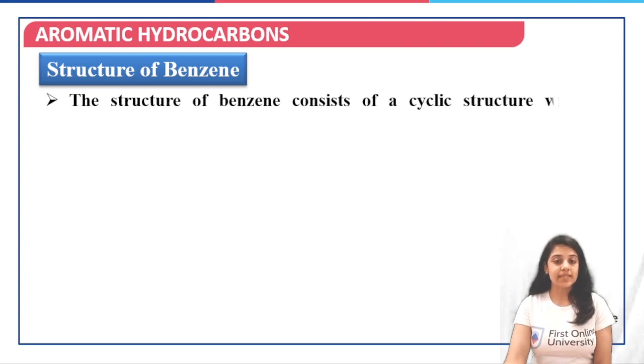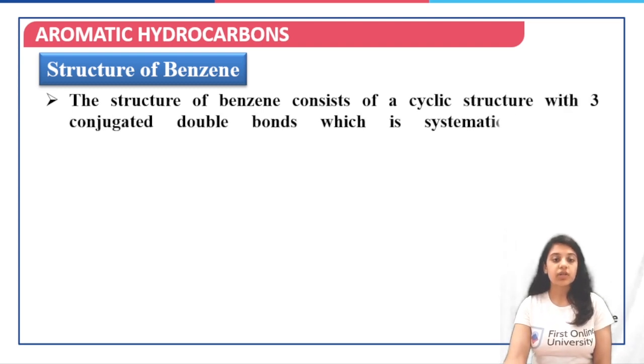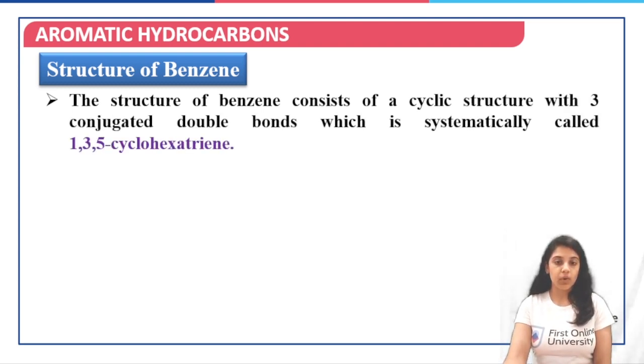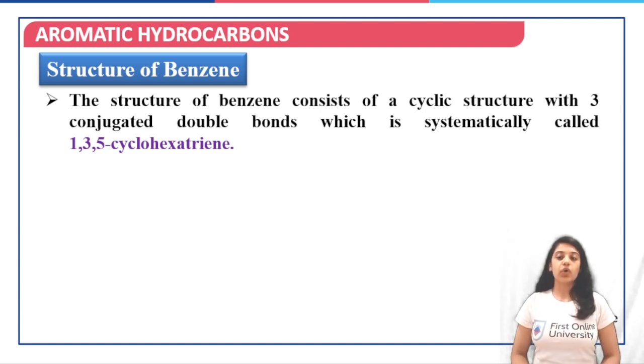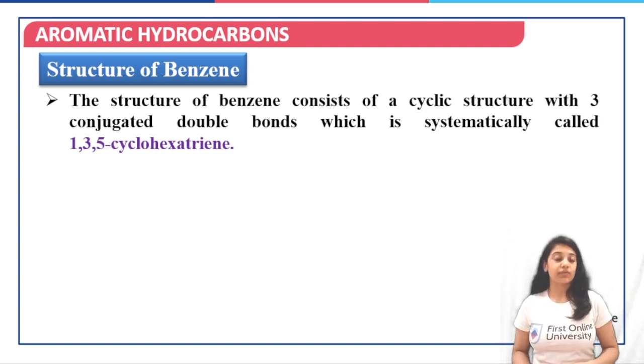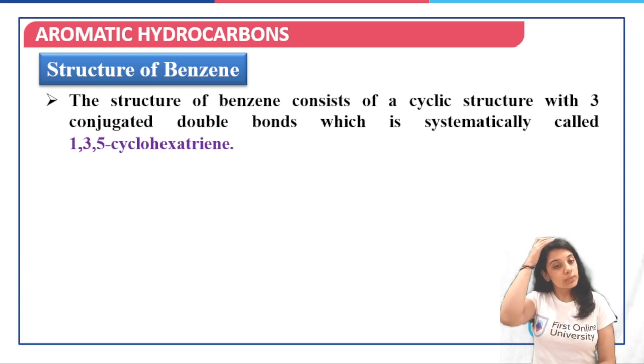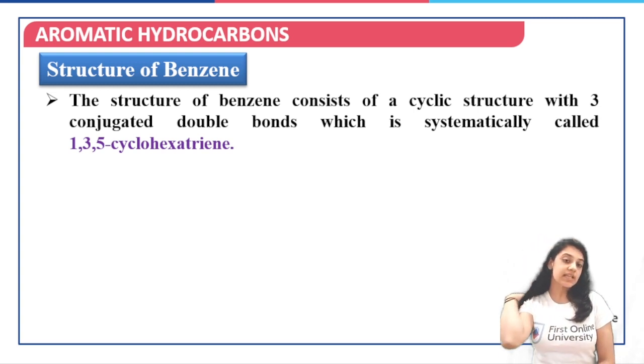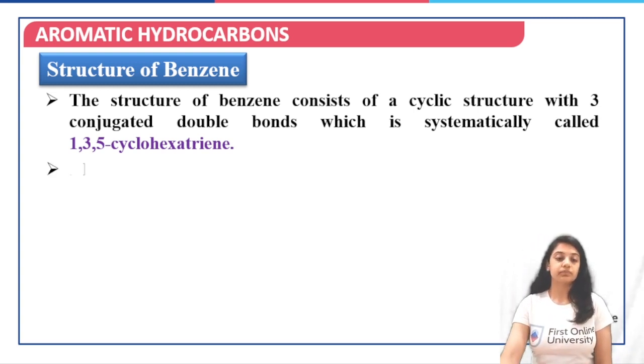The structure of benzene consists of a cyclic structure with 3 conjugated double bonds, and they are systematically called 1,3,5-cyclohexatriene. So we have talked of hexadiene, we have talked of alkadiene, alkatriene. So this is nothing but hexatriene only. So here we have 1,3,5-cyclohexatriene.